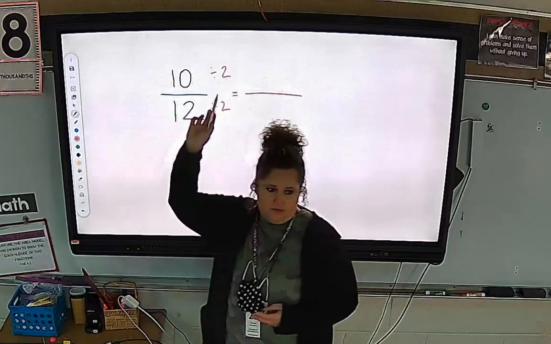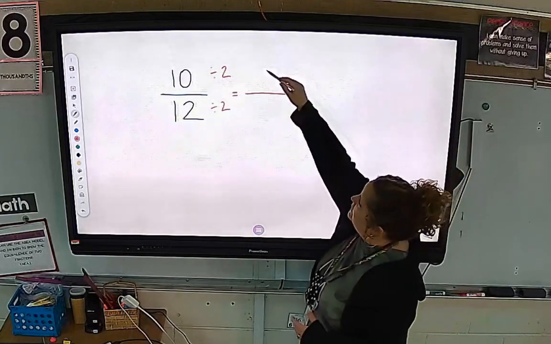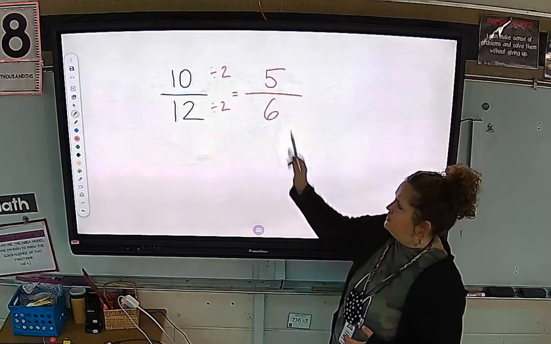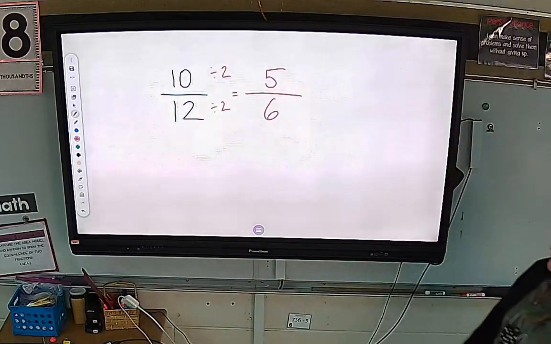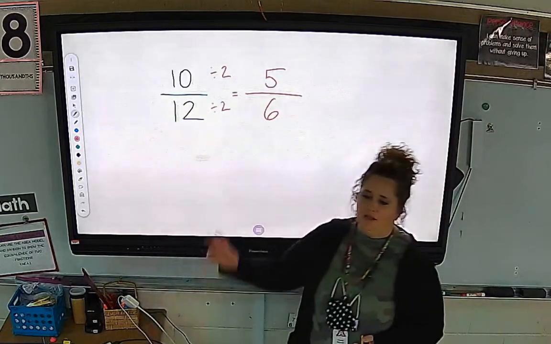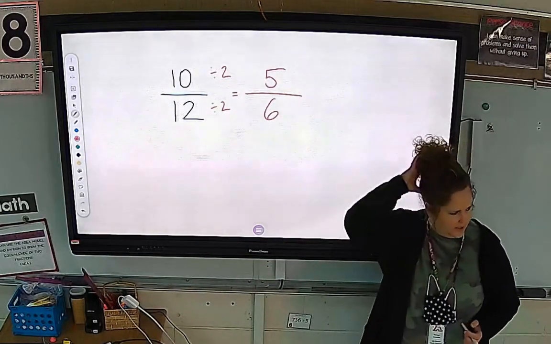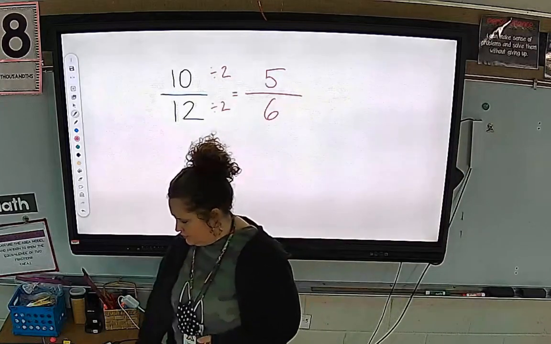All right, what is our numerator? 5. What is our denominator now, everybody? 6, because 12 divided by 2 is 6. Okay, 5 sixths. And that's the smallest we can get with that fraction. Here's the 5th grade answer: that fraction is in simplest form. We can't divide it any further. All right, let's try another one.